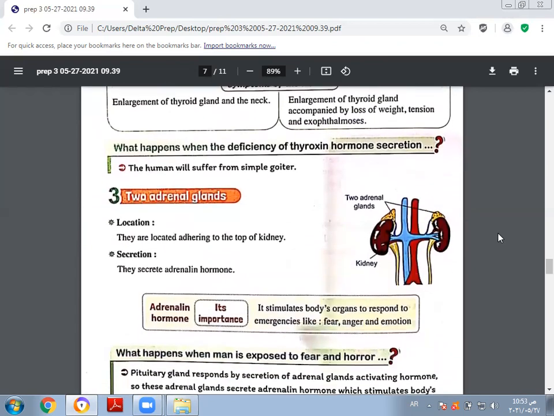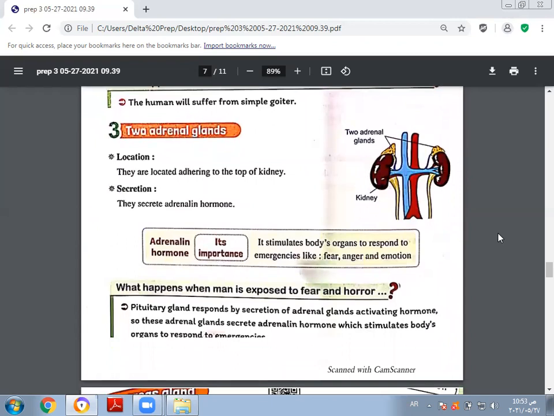So let's start with another endocrine gland, which is the two adrenal glands. They are very important glands, and they are located adhering to the top of the kidney, and they secrete adrenaline hormone. Adrenaline hormone stimulates the body organs to respond to emergency situations such as fear, anger, emotion, and so on. These emergencies stimulate the two adrenal glands to secrete adrenaline hormone.